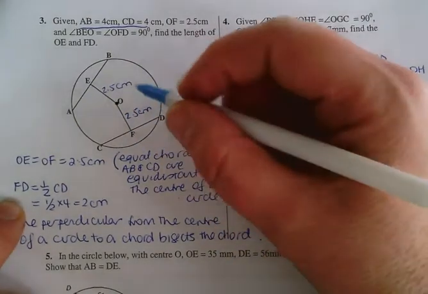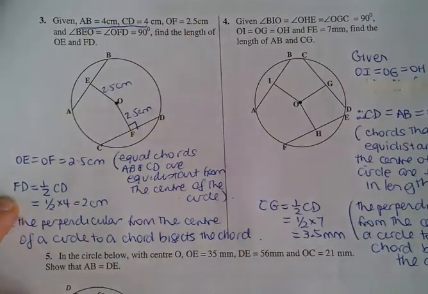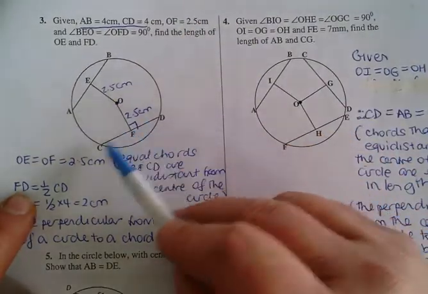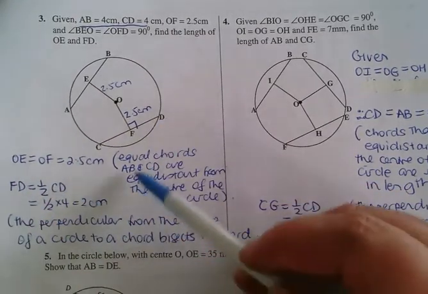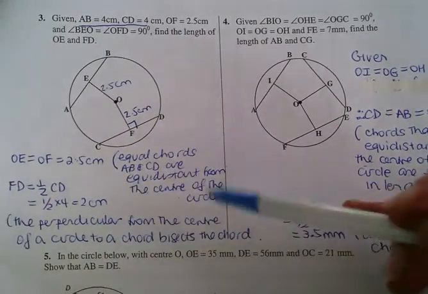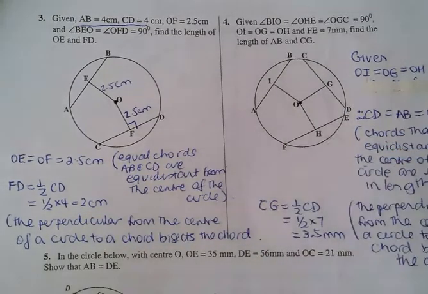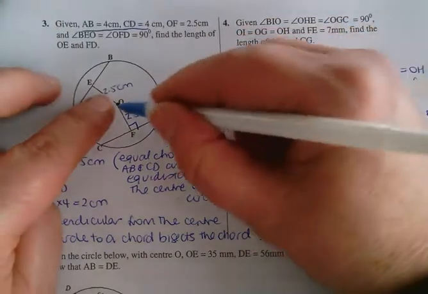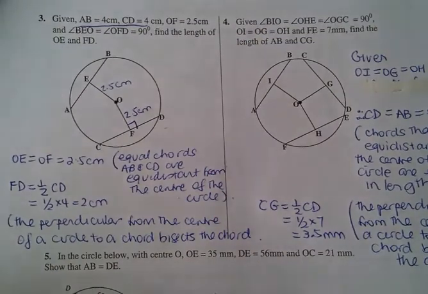We know that angle OFD is 90 degrees, that's given. So therefore, OF will bisect CD. So FD is half of CD, so it's half of 4 centimeters, which is 2 centimeters. Reason: the perpendicular from the center of a circle to a chord bisects the chord. So just writing those the correct way around. You know that the line is perpendicular, so you start with that and you say that it bisects the chord.